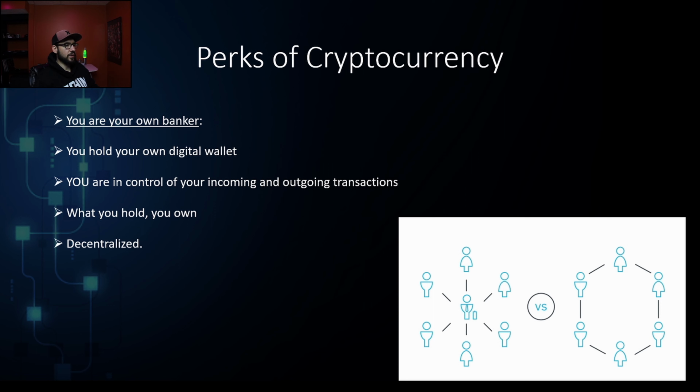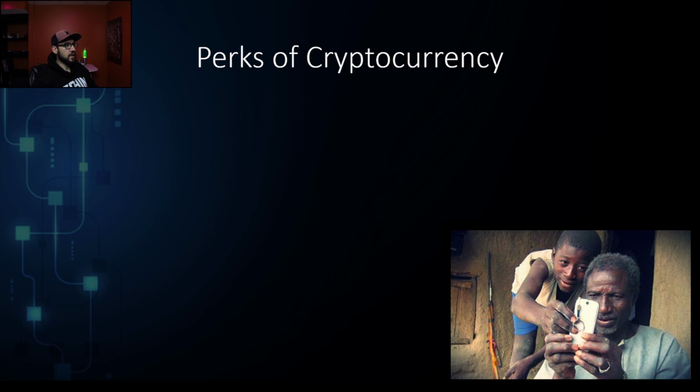So here I just have a little photo. This is kind of how the banking system works. There's one middleman that everyone reports to. And then this one's just an example of a cryptocurrency world where people just deal with transactions between one another. So another perk of cryptocurrency that I'm very fond of is wealth transfer.